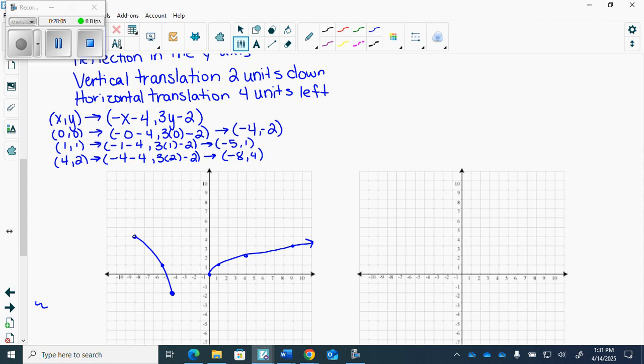And then we have (9, 3) becomes (-9 - 4, 3 times 3 - 2), which is equal to (-13, 4), which is off.